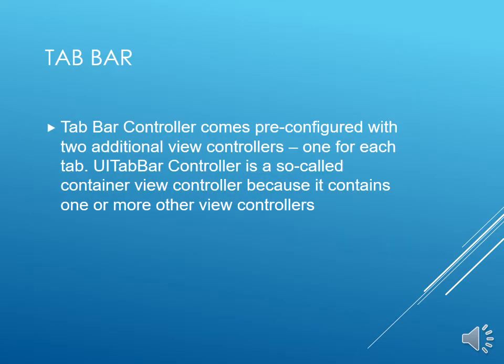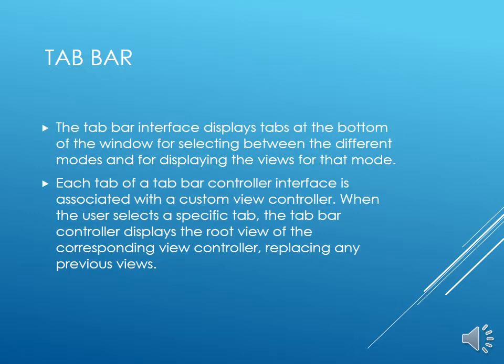Now the next is tab bar. A tab bar controller comes pre-configured with two additional view controllers, one for each tab. A tab bar controller is a so-called container view controller because it contains one or more other view controllers. The tab bar interface displays different tabs at the bottom of the window. We select different modes for displaying on our view. Each tab of a tab bar controller interface is associated with a custom view controller. If I click on a specific icon, it will show me different data. If I click on another, it will show me different data.